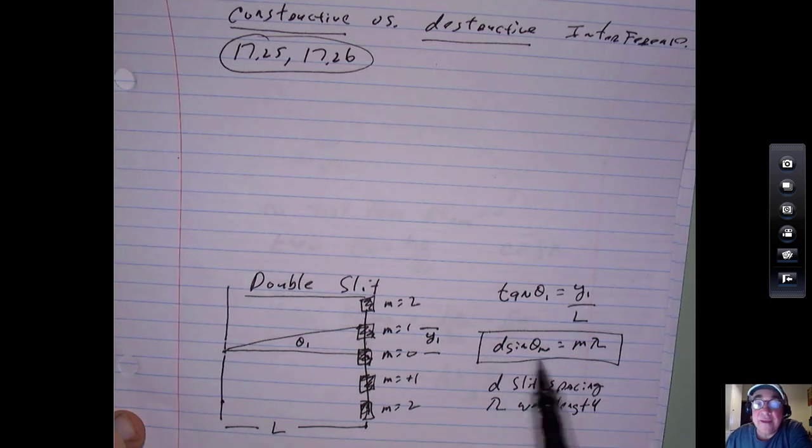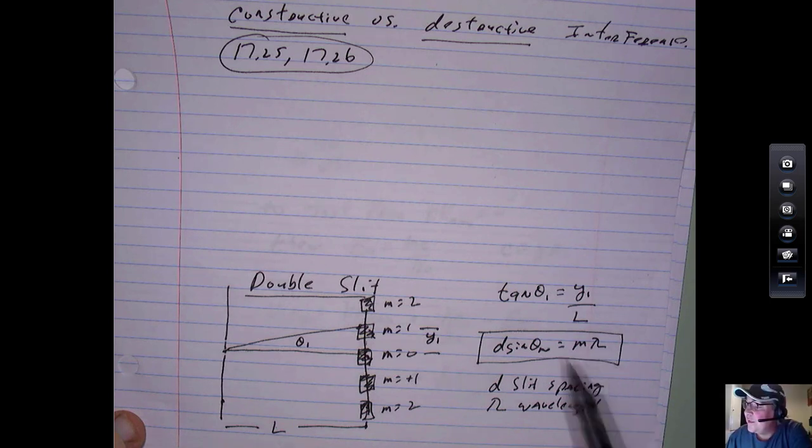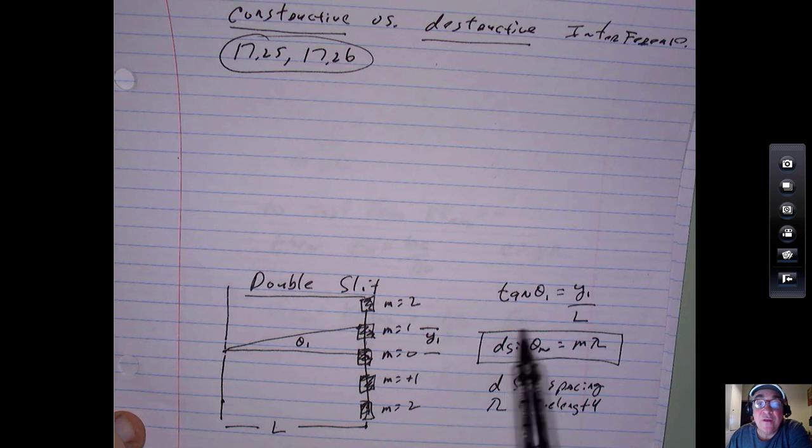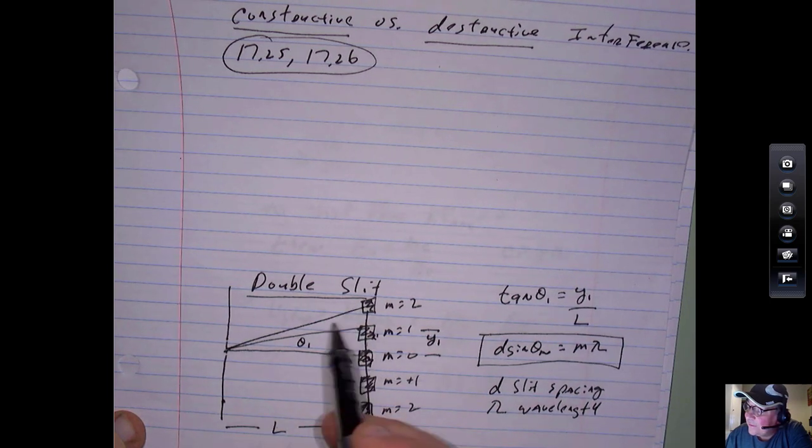d sine theta is equal to m times the wavelength, and m is just an index. So if you knew the slit spacing, that's what little d is, and the wavelength, you can calculate what these different angles are. So theta 1 corresponds to m is equal to 1, theta 2 would be this angle, this whole big one here.